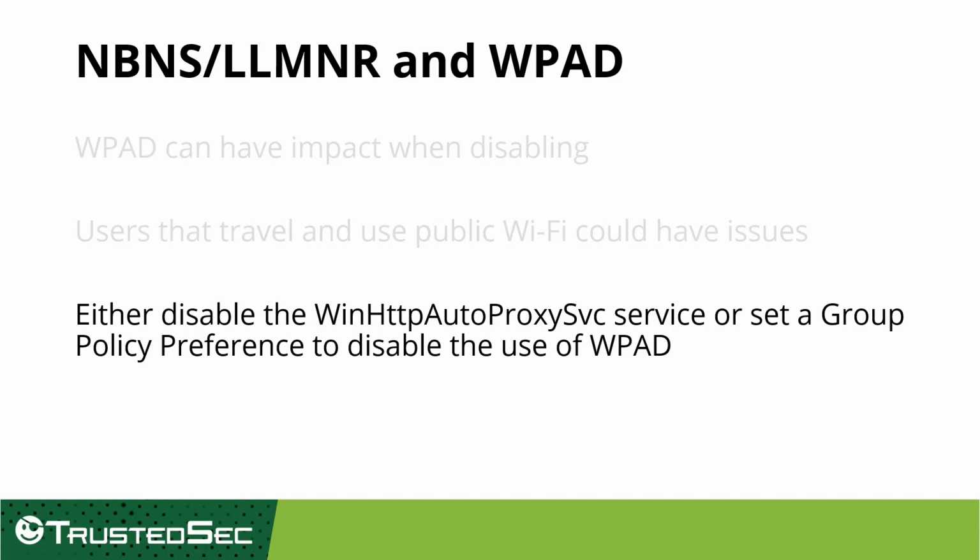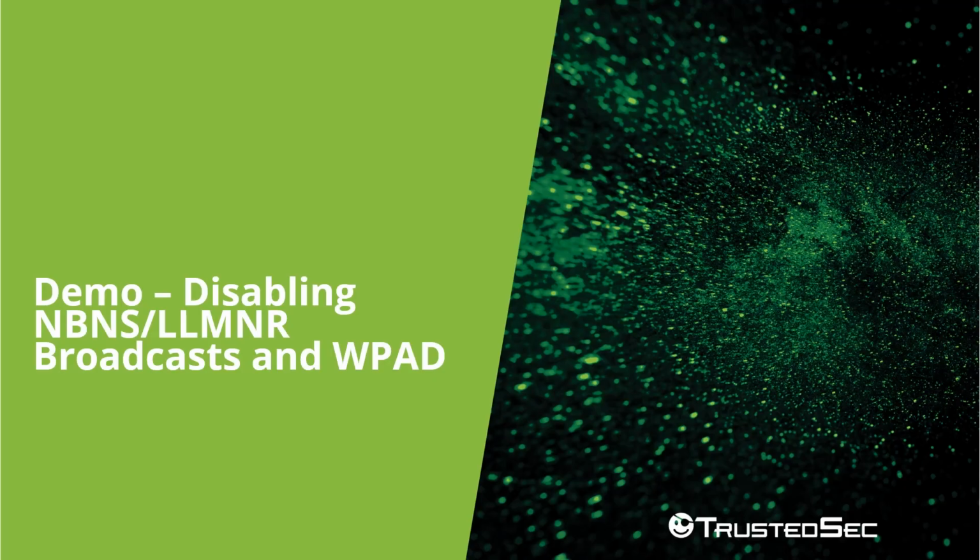To disable WPAD, you could either disable the WinHTTP Auto Proxy service, or you can set a group policy preference to disable the use of WPAD. In the upcoming lab, I'm going to show you how to do it using the group policy preferences way. And now we are going to go into the lab environment, where I will show you how we can disable NBNS, LLMNR, and also WPAD.